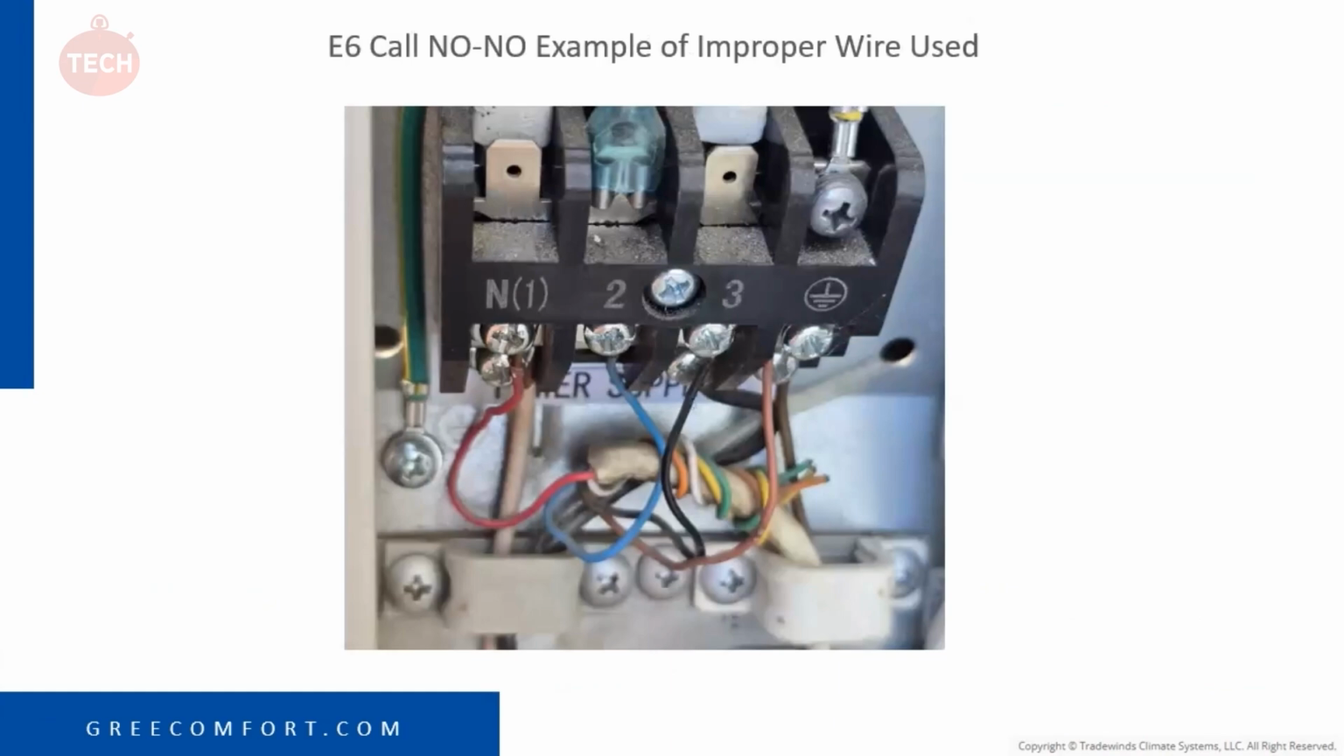Again, this is a no-no call that we got from the field. Contractor tried using thermostat wire for his communication wire. You can imagine he did get an E6. It did work for some time, so you can see the dust on the unit. Somehow it did work, but he did get an E6 code. Replaced the wire. That did resolve the issue.